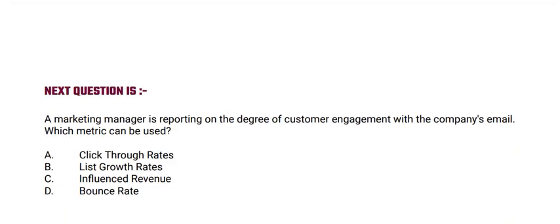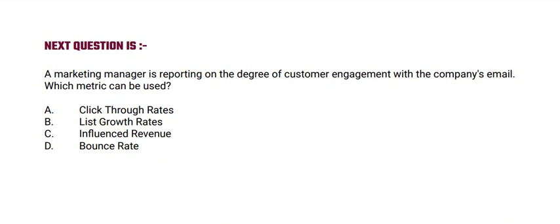Next question is, a marketing manager is reporting on the degree of customer engagement with the company's email. Which metric can be used? Options are option A click through rates, option B list growth rates, option C influenced revenue, and option D bounce rate.